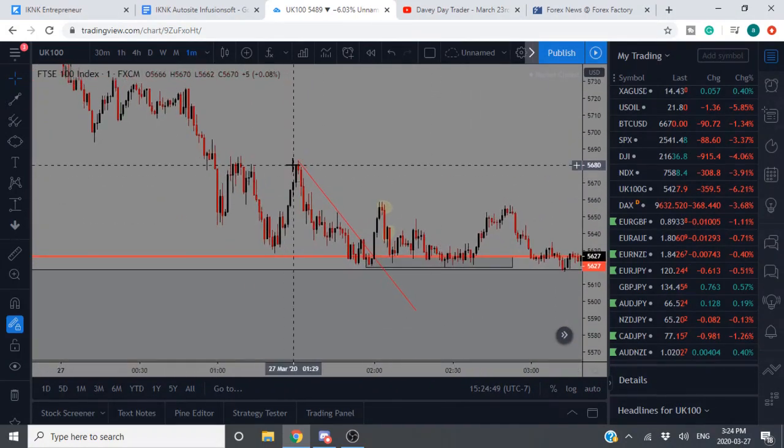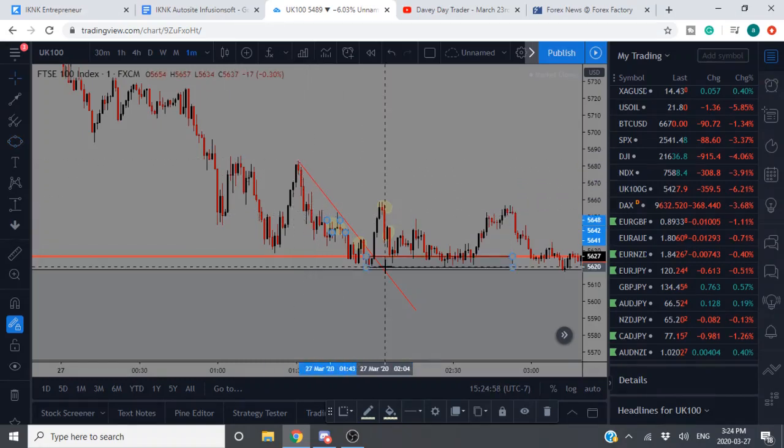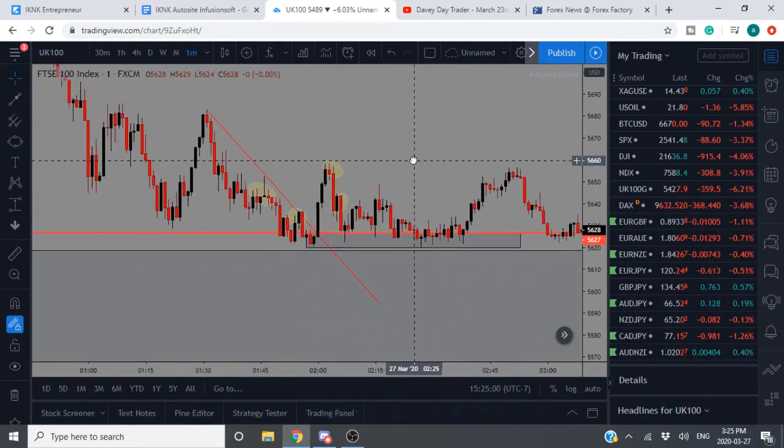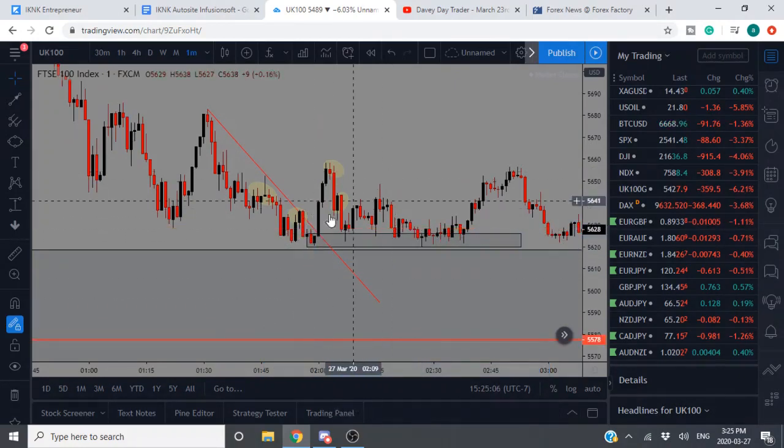So here was the setup: break in downward momentum, removal of supply, breaking downward momentum. And if we look at it on a 1 minute scale, let's just put that down there. That would be your 1 minute demand zone, drop base rally, sitting inside that higher time frame zone.